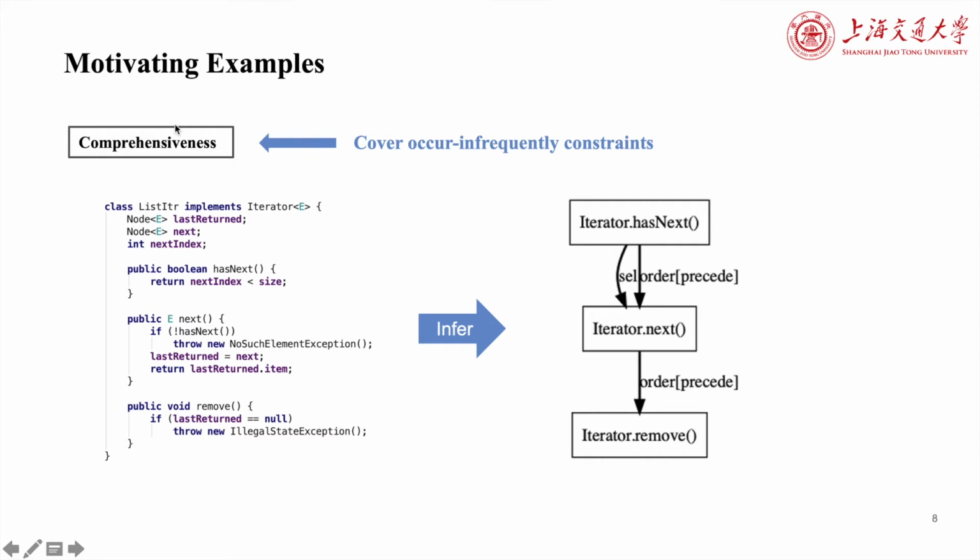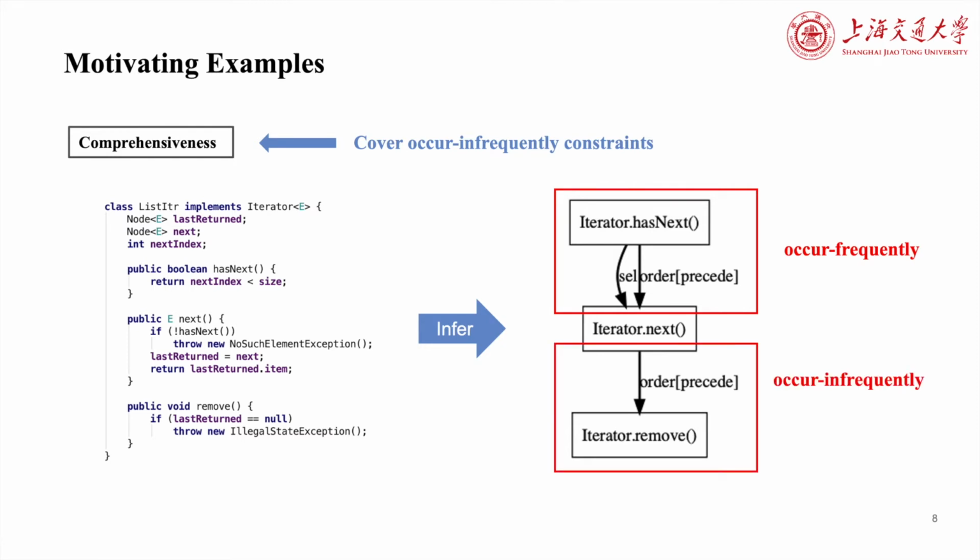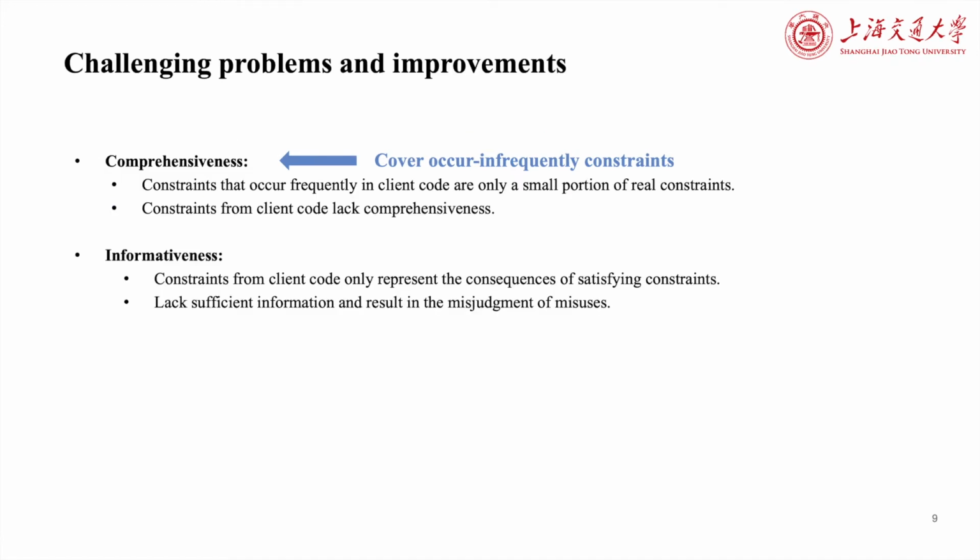As for the comprehensiveness problem, let's see an example of API iterator. From client code, we can only mine the frequently occurring constraint: we should check method hasNext returns true before calling method next. From the library code, we can infer another infrequently occurring constraint: we should call method next before calling method remove. The second challenging problem is informativeness.